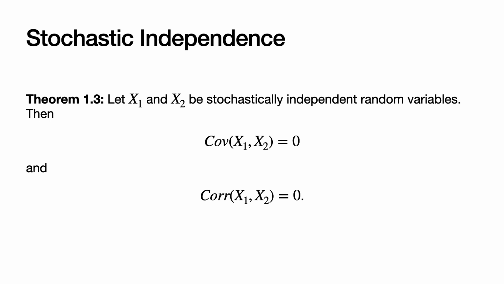Now, the next theorem is theorem 1.3, and this is a very important theorem. It says, let x1 and x2 be stochastically independent random variables. So when that's the case, the covariance of x1 and x2 is equal to 0. And that implies, as long as the variances are non-zero, that the correlation of x1 and x2 is also 0. So again, when x1 and x2 are stochastically independent, then they are uncorrelated as well.